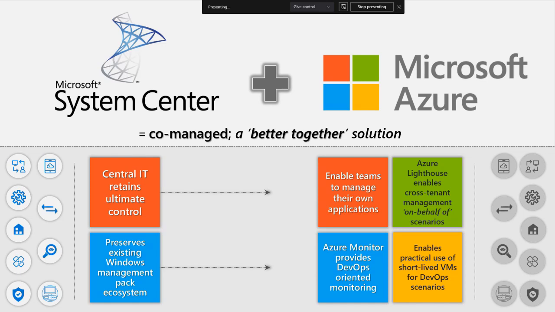So just to give an example, in the monitoring world, essentially your central IT would monitor systems using SCOM, and then you can have teams that monitor the infrastructure and applications using Azure Monitor, because you can be very granular as well about who has access to what in the Azure Monitor world.